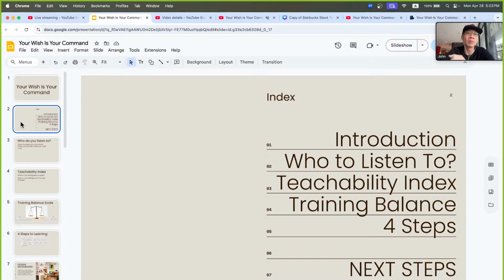Continue to help my own personal growth. And there are 4 specific lessons. The number 1 lesson is, who do you listen to? The next one is the teachability index. Next one, the third one is the training balance scale. And finally, you have the 4 steps to learning. So I'm going to break it down to you one by one, okay?